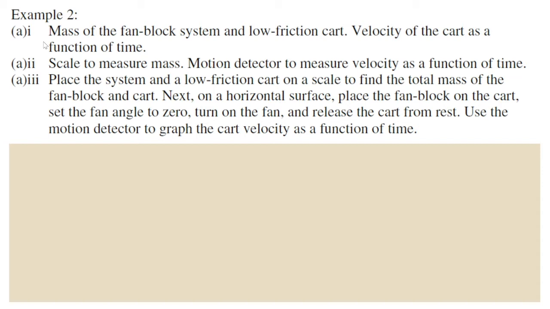Then they just pop it on the track, where now you've basically totally avoided the friction problem that we had with this thing. It's just sitting on a low friction cart, and it can move with no friction from there, or at least very minimal friction. And so it says here, now that you do that, you set the fan angle to 0, you turn on the fan, you release it from rest, and you use the motion detector to graph the cart velocity as a function of time. If you take the slope of that, you got your acceleration, and then bing, bang, boom, you're done. F equals ma. That's genius.